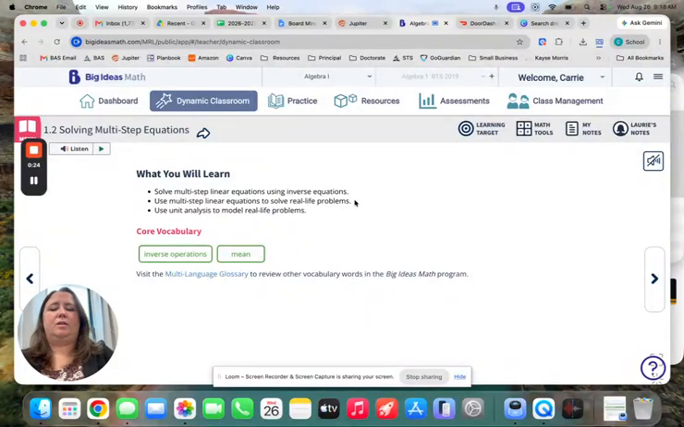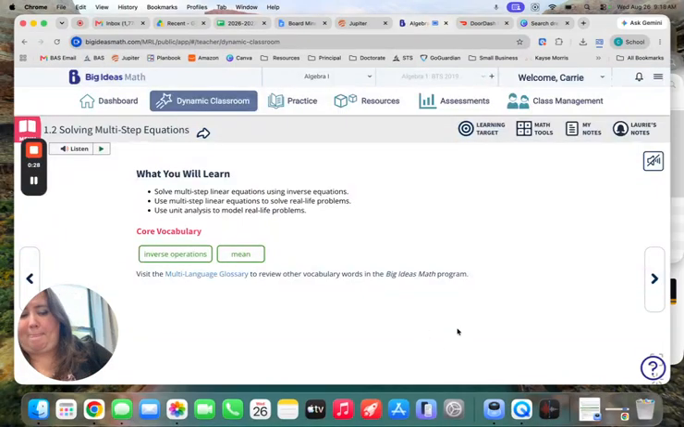All right, so somebody tell me, what is the definition of an inverse operation? Gabby. Perfect. You guys already knew that. We've talked about addition and multiplication, all the things.